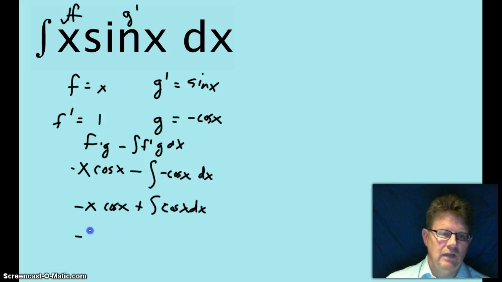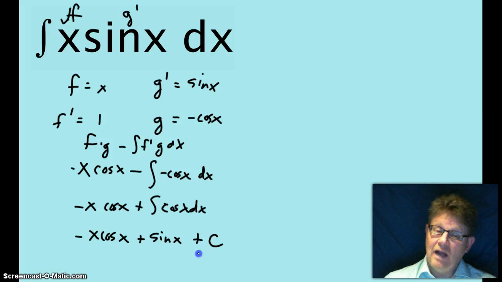So the answer is negative x cosine x. What is the antiderivative of cosine x? Of course, sine x. And then some arbitrary constant c. And how do you know you got the right answer? By taking the derivative of this and seeing that your result is x sine x. Alright, let's go ahead and move on to the next example.